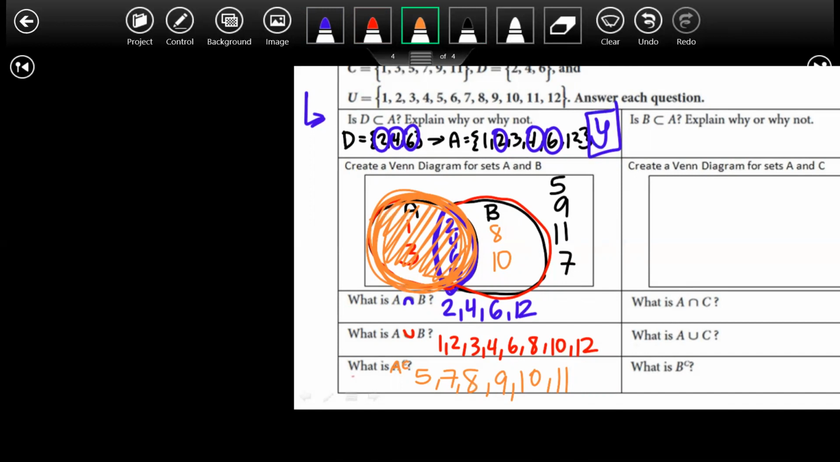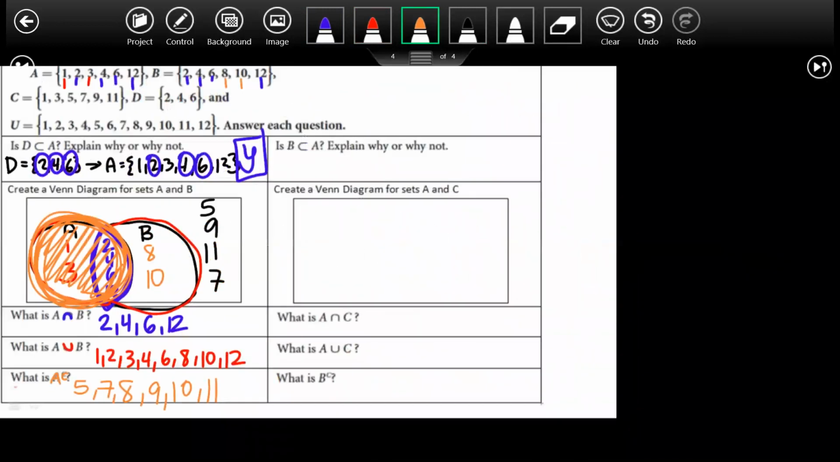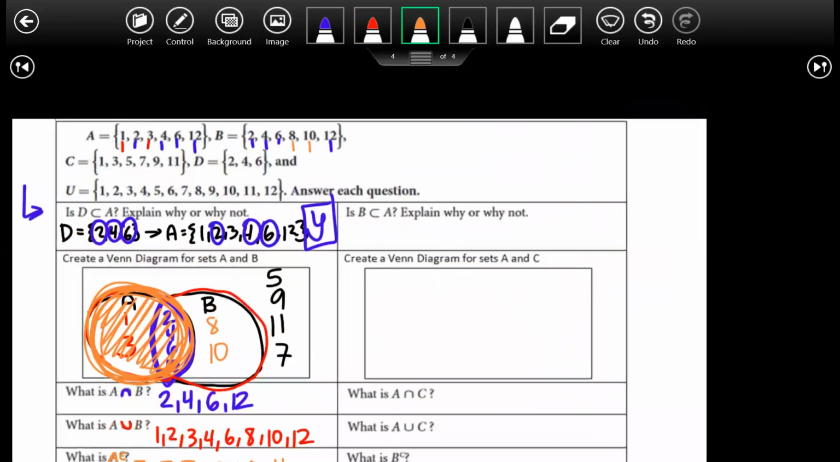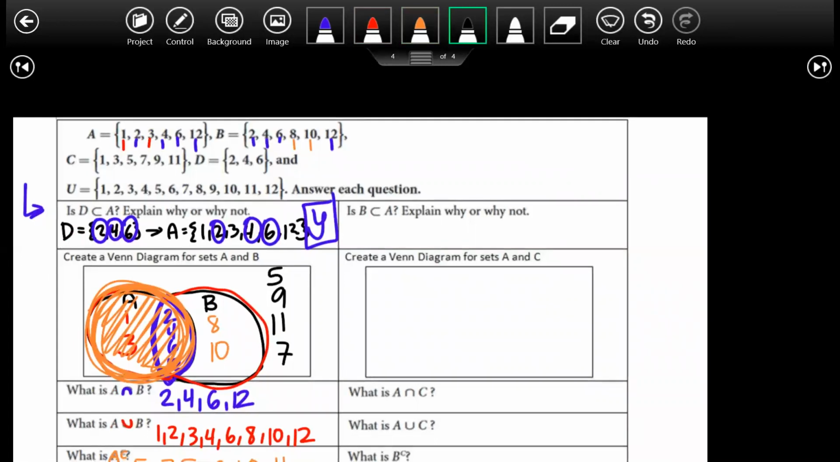Let's look at another one. Is B a subset of A? Is B a subset of A? Well, B's elements are going to be 2, 4, 6, 8, 10, 12. What about elements of A? 1, 2, 3, 4, 6, and 12.